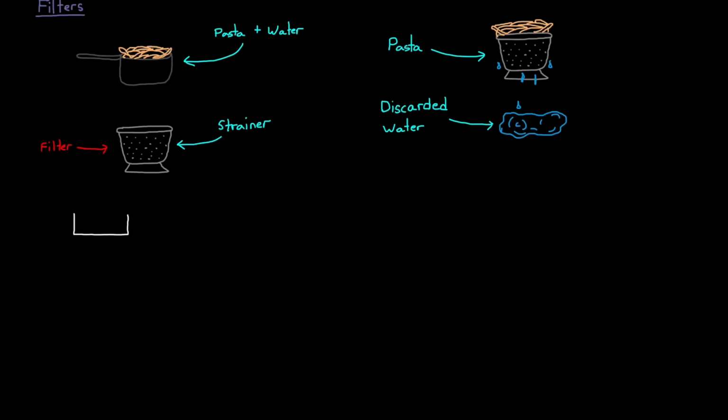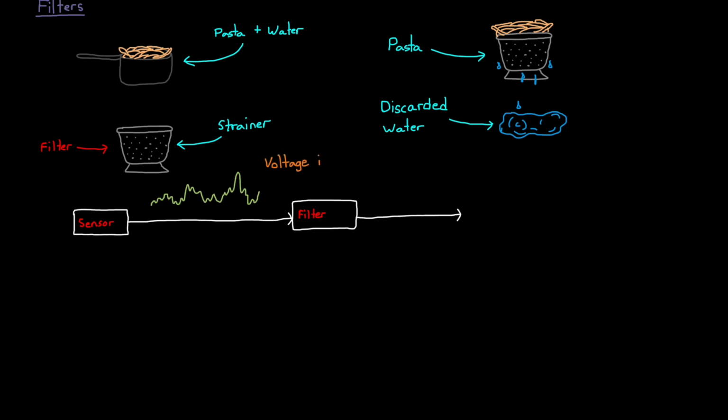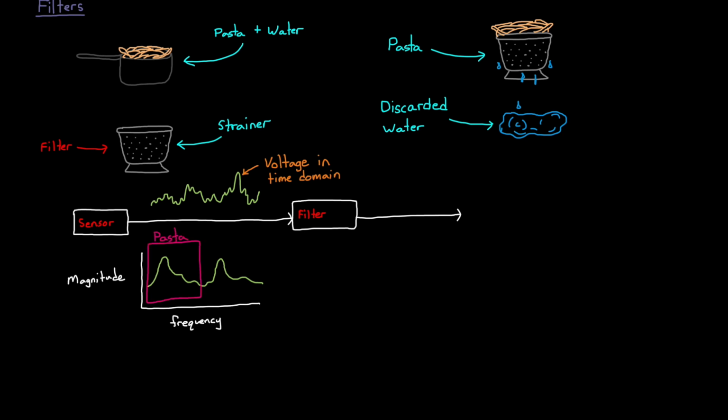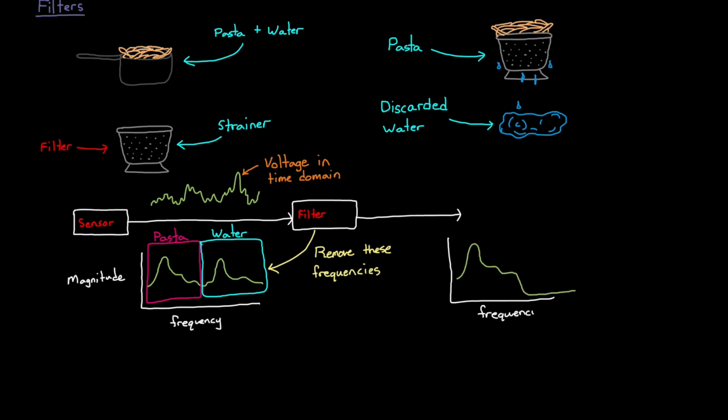Similarly, filters can also be used on signals, like the voltage coming from a sensor. Over time, the voltage from the sensor is changing, and you can see the frequencies that make up that time domain signal by viewing it in the frequency domain. Now, you may not want to keep the raw, unfiltered signal because it could be a mix of frequencies that you want, the pasta, and frequencies that you don't, the water. So we can design a filter that removes or stops the high frequency signals from getting through so that our system only sees the low frequency sensor information. Basically, our system is only getting the pasta.